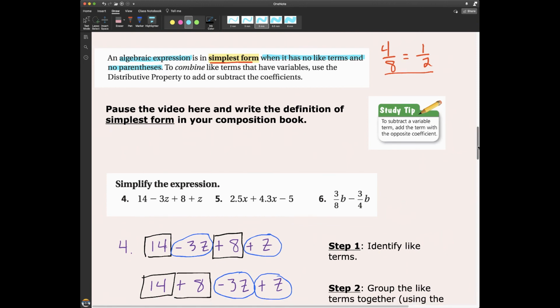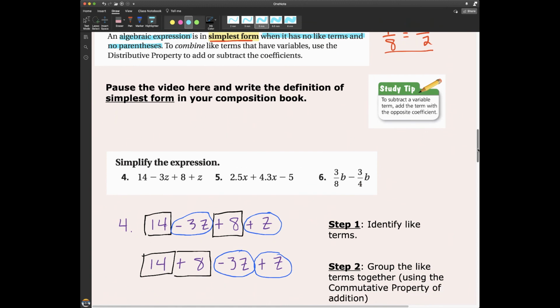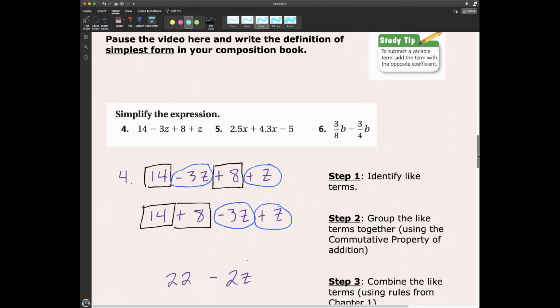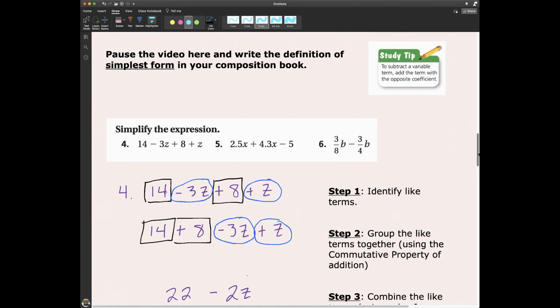All right, let's simplify expressions. There are some steps that I wrote down. Let's look at this study tip. It says to subtract a variable term, add the term with the opposite coefficient. So it's basically saying if you're going to subtract a term, add the opposite. Turn the subtraction into addition. Okay, that's what this is saying.